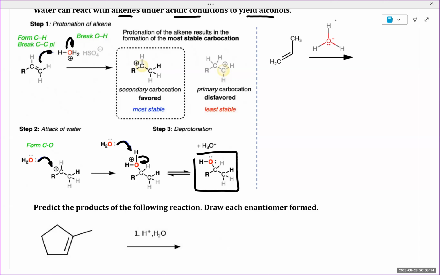As you can see, if we treat an alkene with water under acidic conditions, we end up installing the alcohol at the most substituted position with Markovnikov regio control. So to practice drawing this mechanism, let's try with this alkene substrate. So we have a primary and secondary position. We're going to protonate to generate the carbocation at the more stable secondary position.